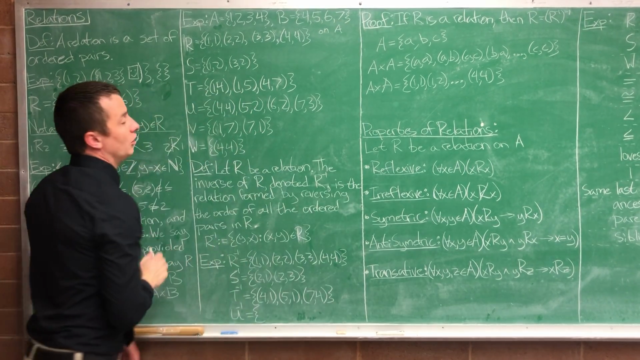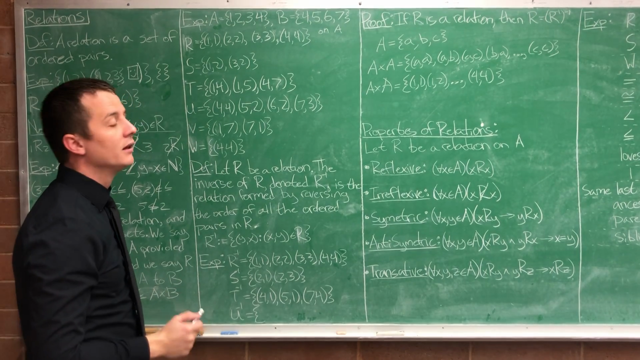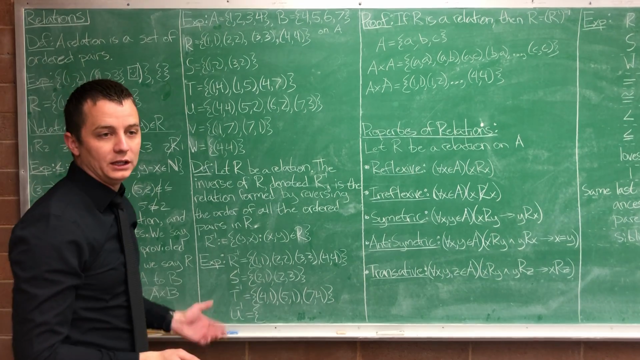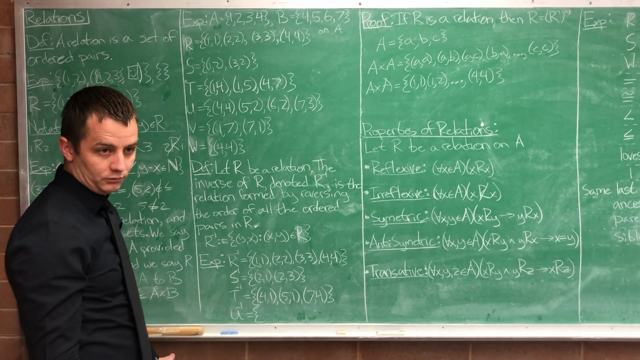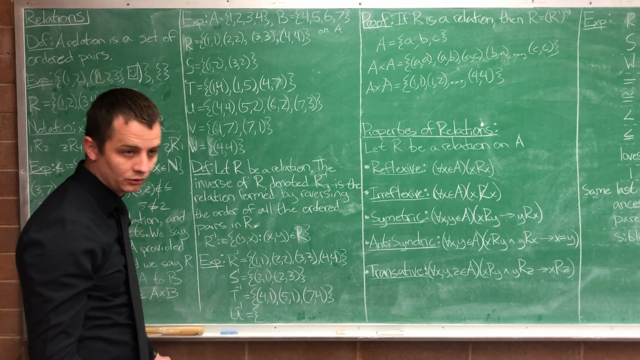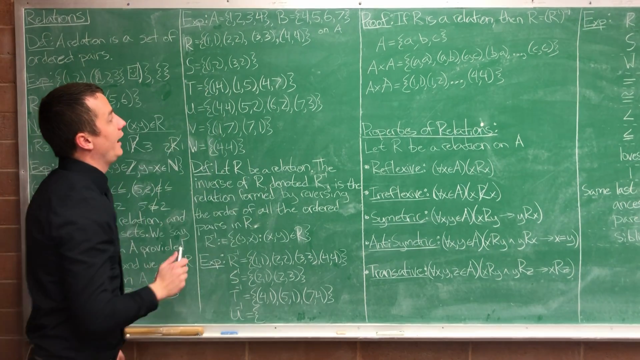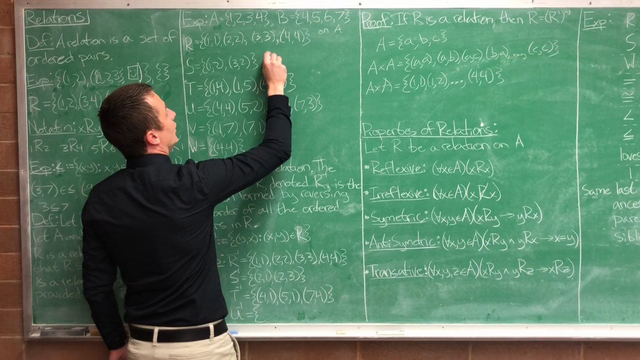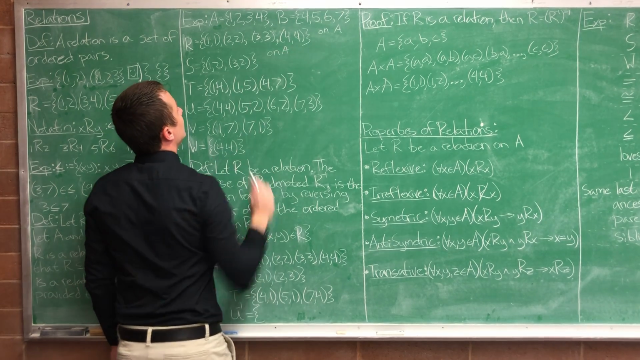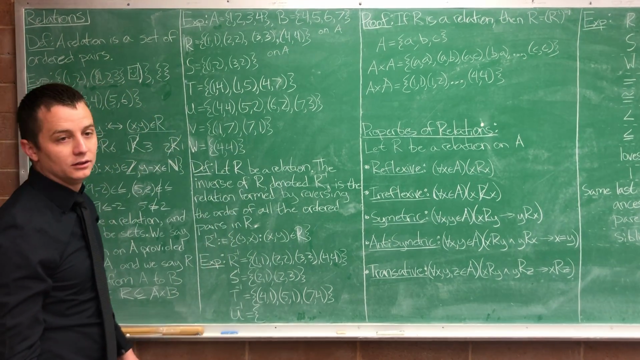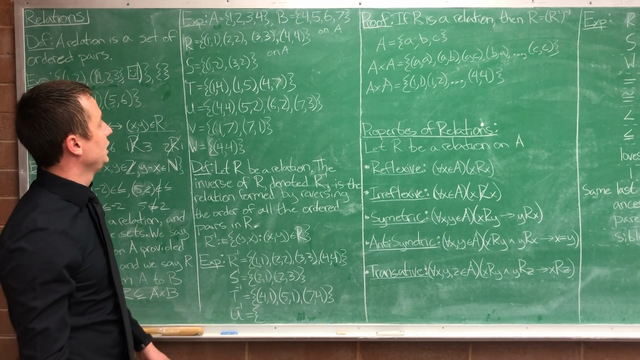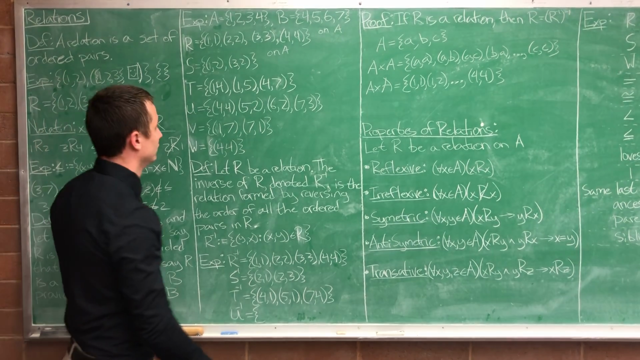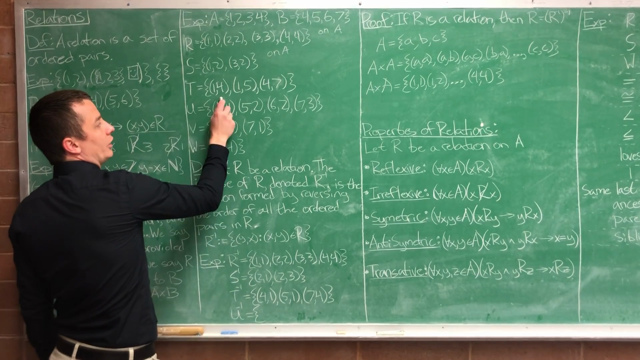Is that a relation on B? No. Is it a relation from A to B? No. Cool. Let's go to the next relation, S. Is S a relation on A? Yes, so this is on A. Is it a relation on B? No. Is it a relation from A to B? No. Is it a relation from B to A? No. Cool.